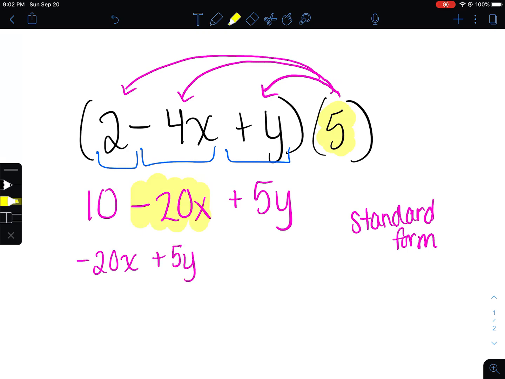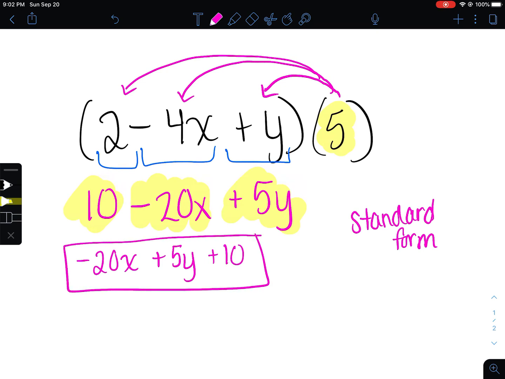Again, taking the plus 5y. Those are grouped together. And then because the 10 doesn't have a sign out front, we know it's a positive. So it's going to be a plus 10. And so that would be your standard form, the answer for that one.